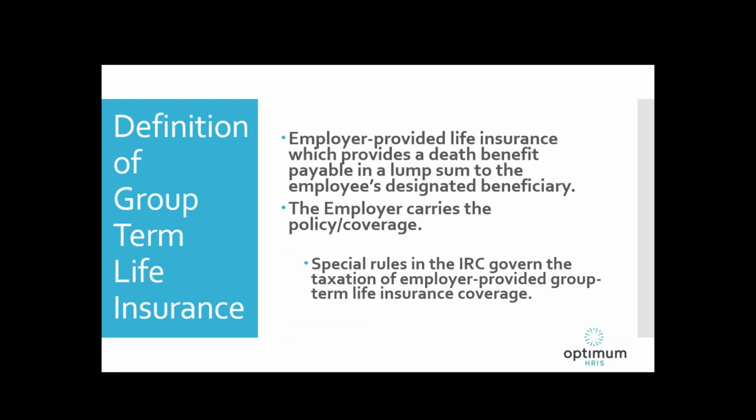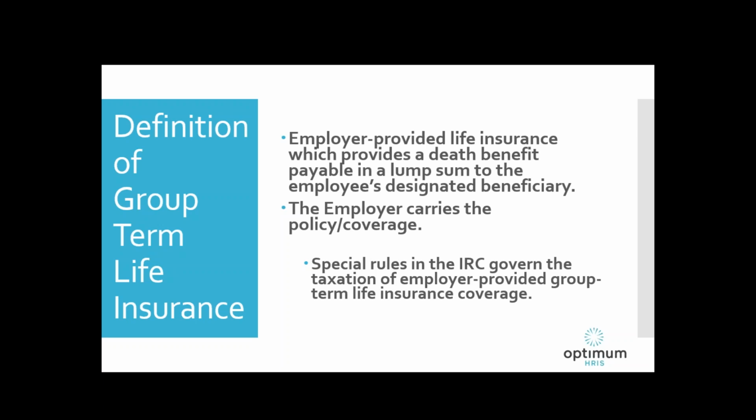Now, a lot of you call group term life insurance over $50,000 by a lot of different names. I hear some of you call it imputed income. I hear some of you just call it our fringe benefit. And some of you just know it as your life insurance benefit. So when I'm helping a new customer get set up, I find that I have to ask a lot of questions to determine if what the customer is talking about is actually the IRS's idea of group term life or something else.